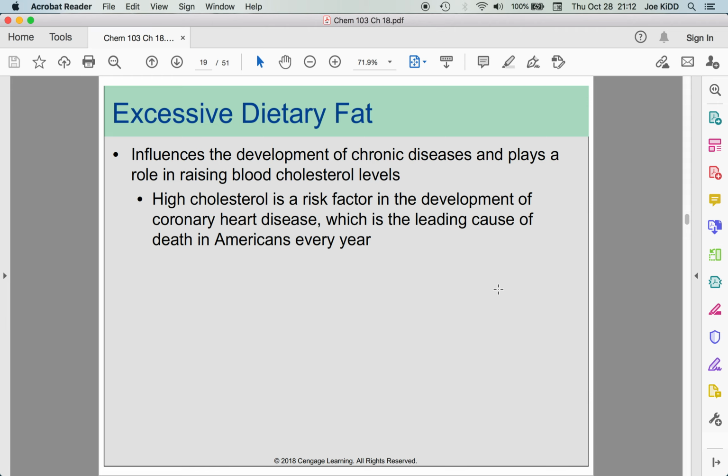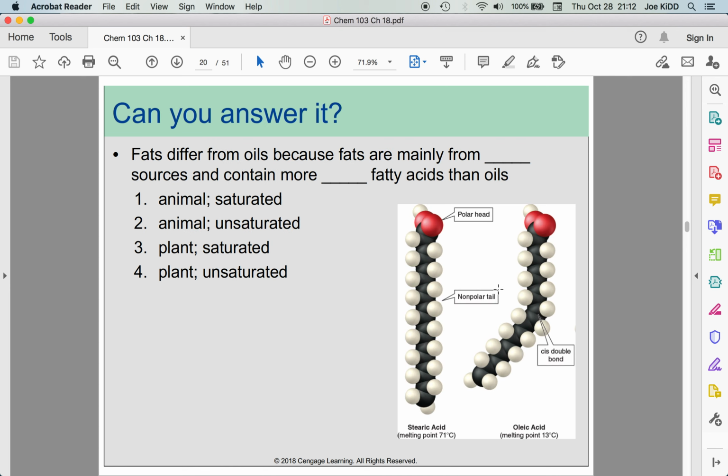So obviously, we know that excessive dietary fat can sometimes become an issue. We can develop chronic diseases from this and it can play a role in raising your cholesterol level. Obviously, if you have far too much fat in your body, you can even develop gout, which is incredibly painful. Again, I always encourage you to pause here and answer this on your own before moving on.